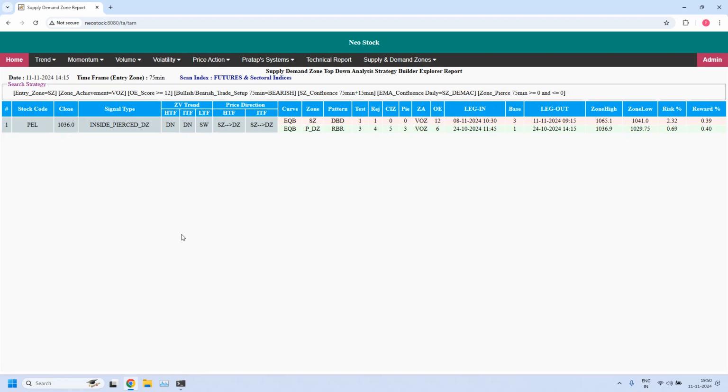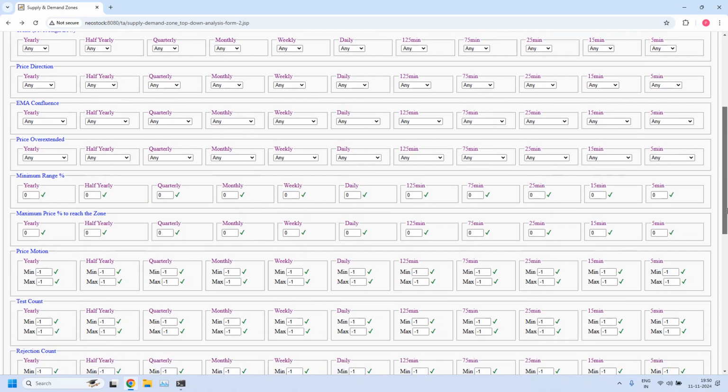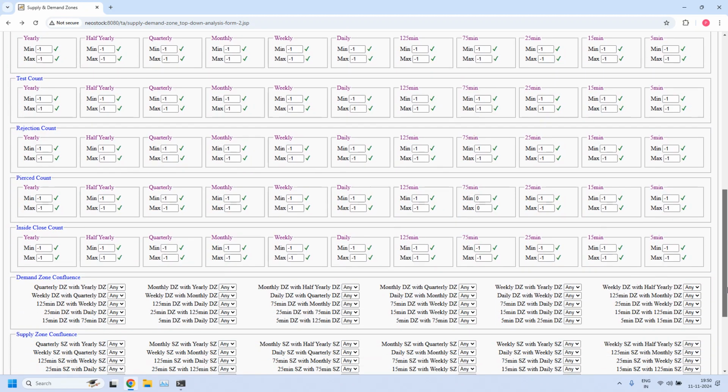Okay, next let us look for LTF, ITF and HTF supply zone confluence. Remove the EMA filter. LTF, ITF, HTF supply zone confluence.